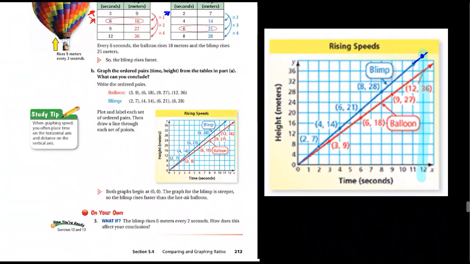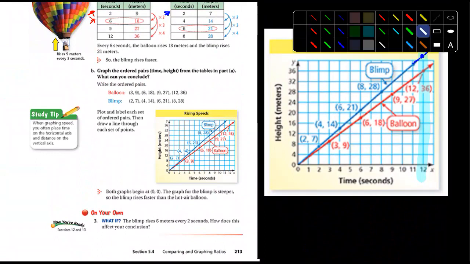We are graphing coordinate points. Just a really quick review. When you do some graphing, the x coordinate is along the bottom and the y coordinate is on the side. And you can use it for all kinds of things.